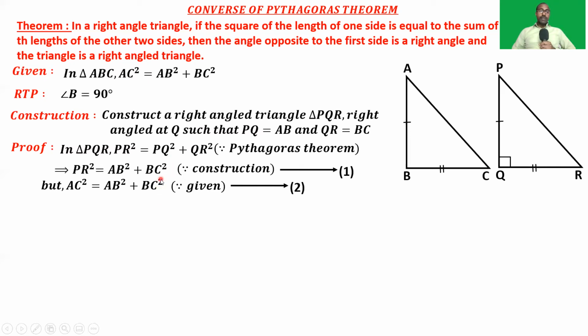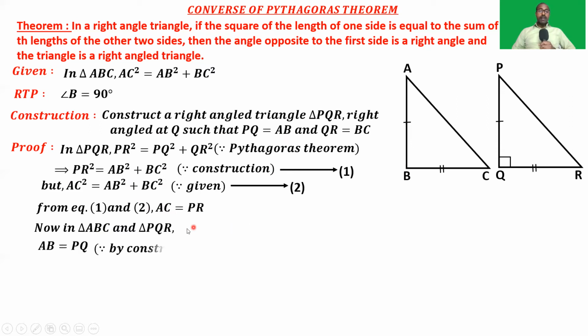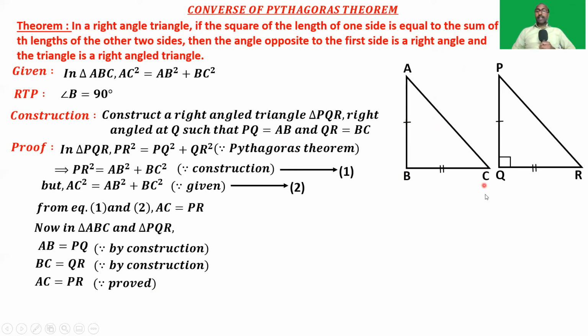From these two equations, we can notice that both PR square and AC square are equal to AB square plus BC square. So we can write PR square is equal to AC square, and that is AC is equal to PR. Now consider triangle ABC and triangle PQR. We have PQ is equal to AB, QR is equal to BC, and we proved that PR is equal to AC. That is, the sides of triangle ABC are equal to the sides of triangle PQR. So by triplet congruency, we can write triangle ABC is congruent to triangle PQR.